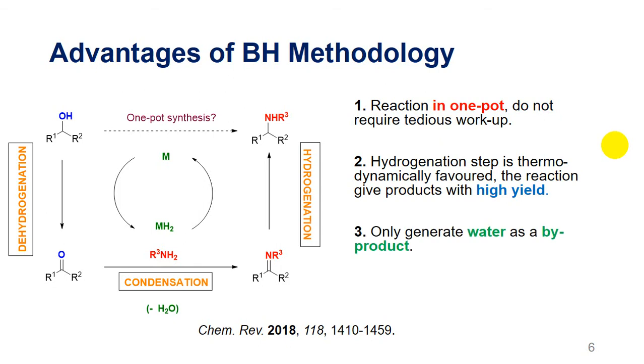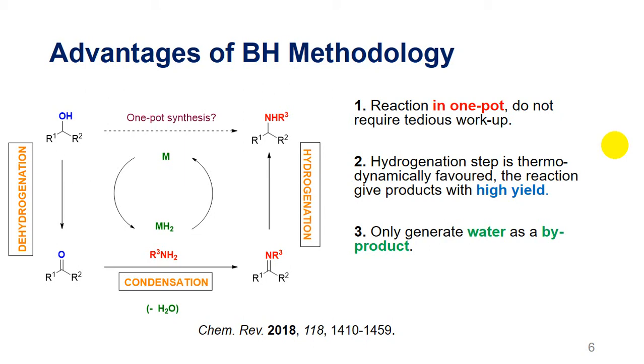Finally, it only generates water as a byproduct in the condensation step. So the borrowing hydrogen methodology can solve the environmental problems of synthetic chemistry, at which many traditional organic reactions produce a huge amount of unnecessary waste. As a result, this strategy can be seen as a particular example of green chemistry and an excellent process in view of synthetic, economic, and environmental aspects.